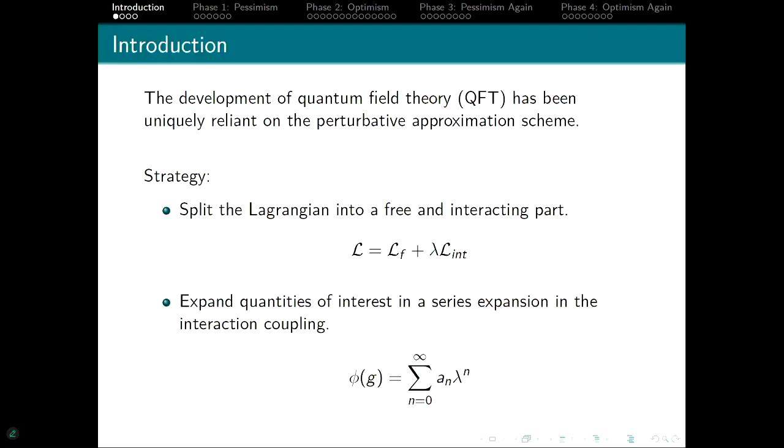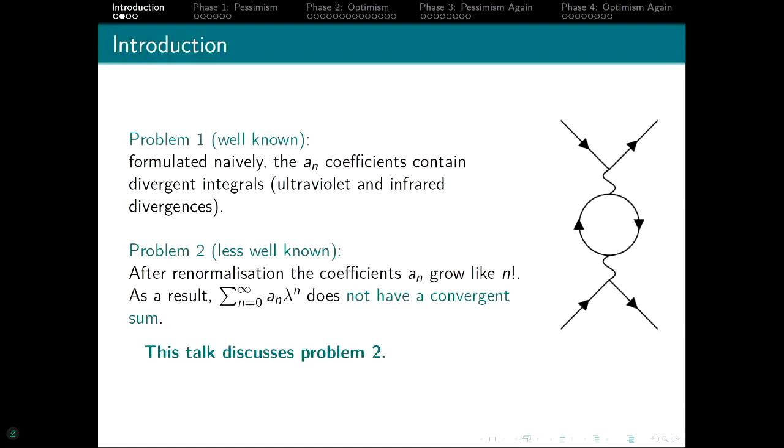Yeah, so we've got some quantity that we're interested in, some scattering observable or something, and we express that as a series expansion in this quantity lambda. The usual calculation strategy is that if the interaction is relatively weak, then the first few terms of that series will provide a good approximation of the observable we're interested in.